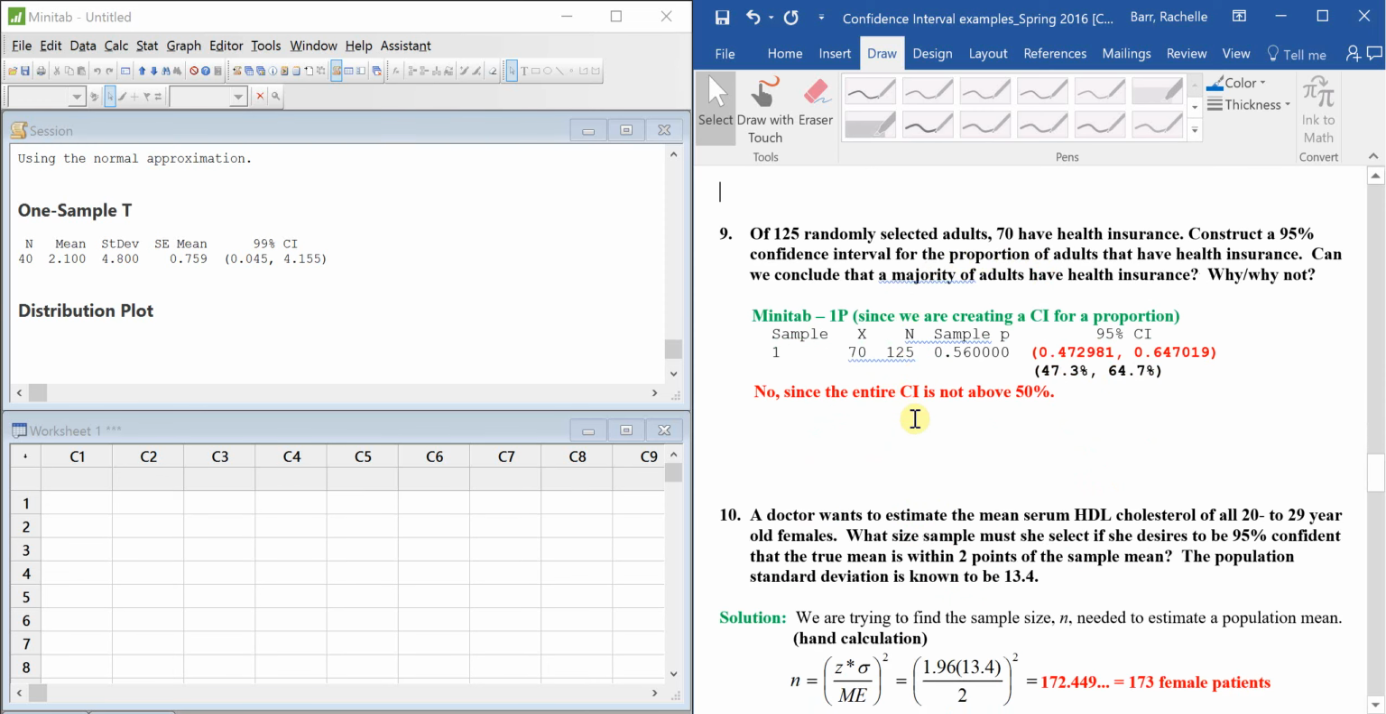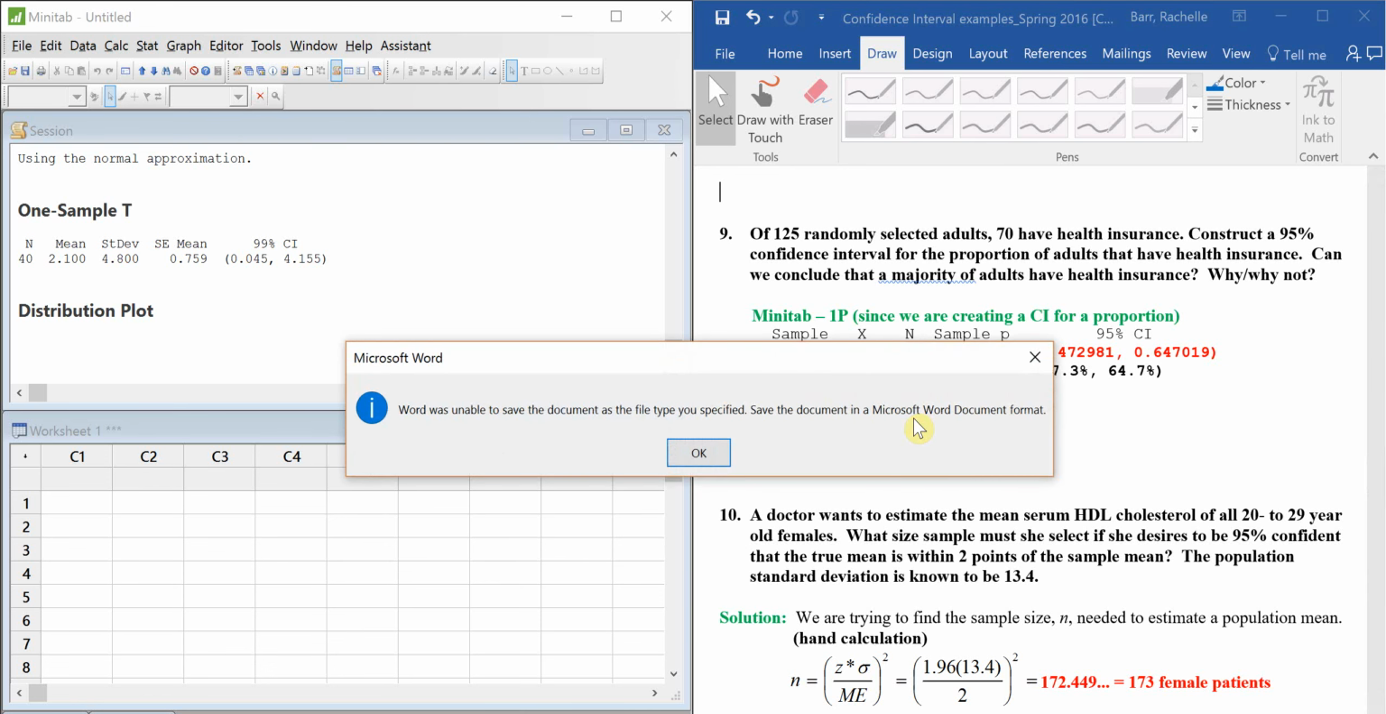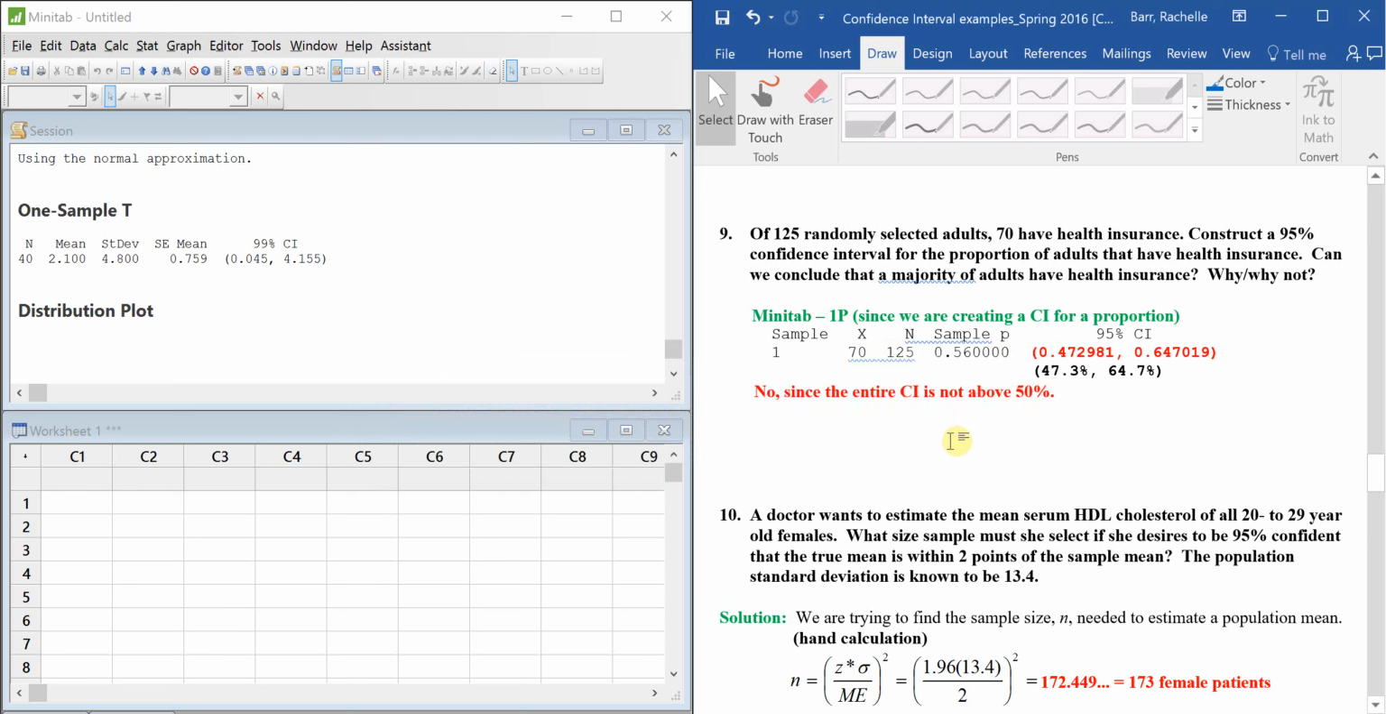So, of 125 randomly selected adults, 70 have health insurance. We're going to construct a 95% confidence interval for the proportion of adults that have health insurance. So remember, we're taking a sample and we're inferring about the population. Can we conclude that a majority of adults have health insurance? Why or why not? Let's take a look at this sucker.